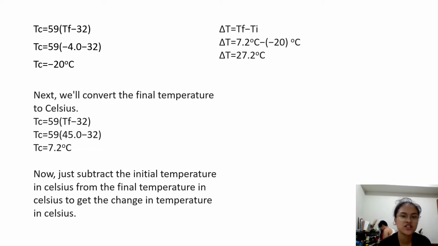So for the initial temperature, we plug in negative 4.0 degrees Fahrenheit in the equation, and we will be getting negative 20 degrees Celsius. So now we will convert the final temperature to Celsius. We plug in 45.0 degrees Fahrenheit into the equation, and we will be getting 7.2 degrees Celsius. So now to get the change in temperature in Celsius, we will be subtracting the final temperature minus the initial temperature, and we will be getting 27.2 degrees Celsius.